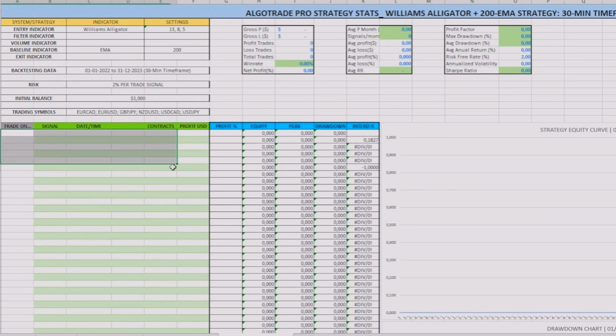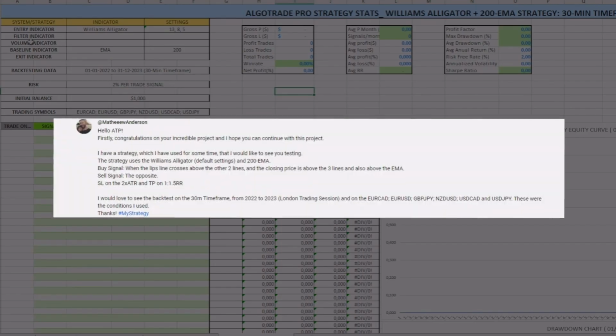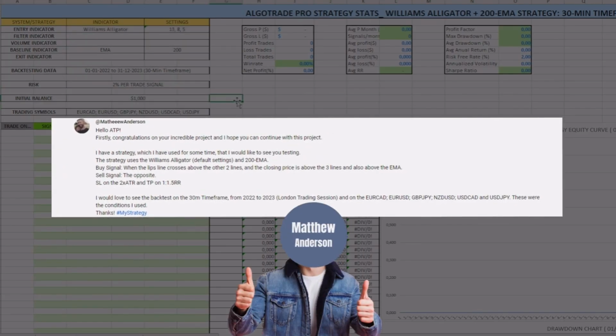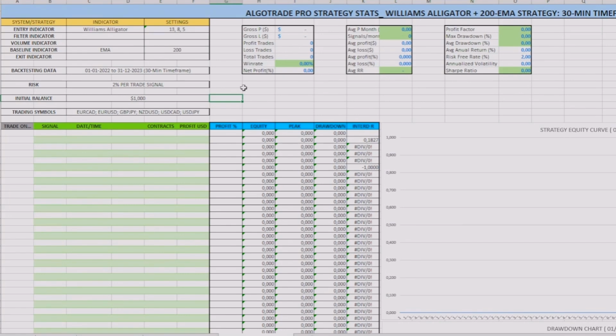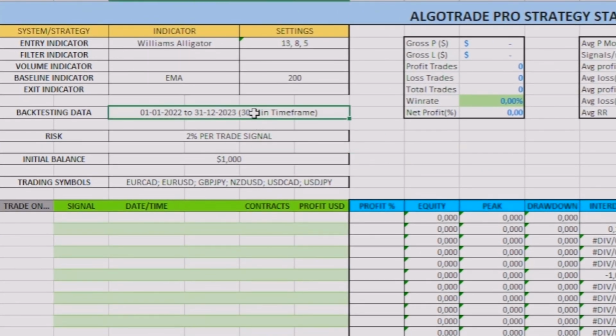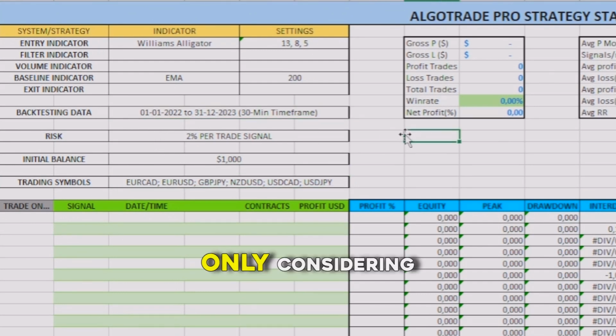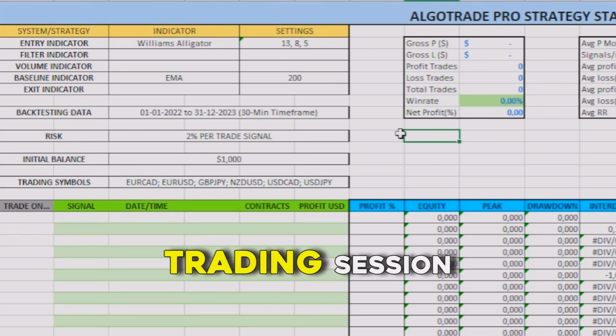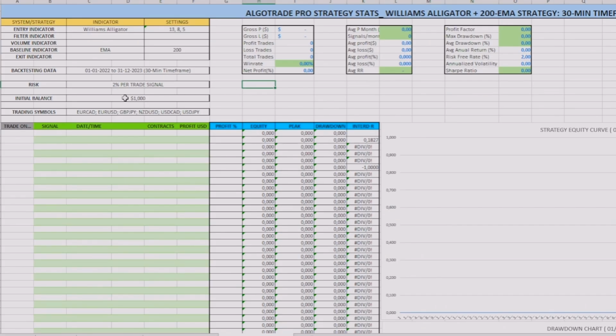Here I have a new trading journal that I will use to study the statistics of this alligator strategy, and as you can see, I already inserted all the trading conditions asked by my subscriber. I will perform the backtest on the 30-minute time frame from these 6 Forex pairs using the data sample from 2022 and 2023, and only considering the London trading session.